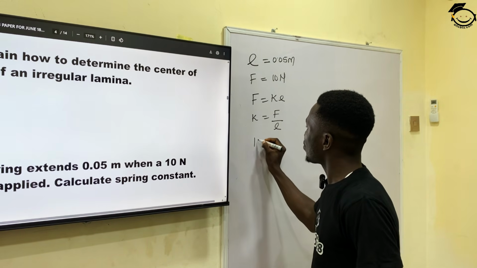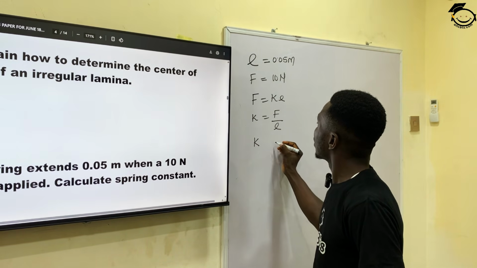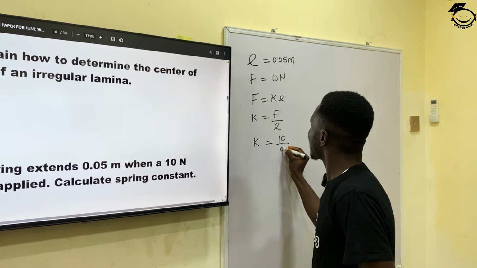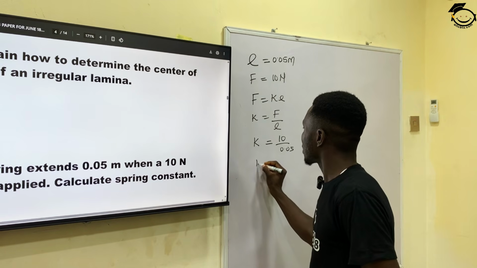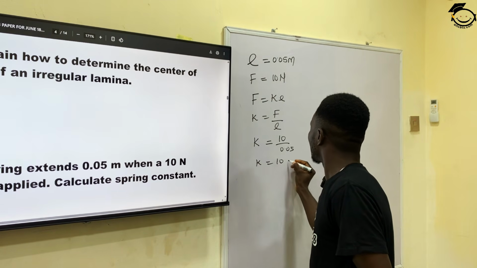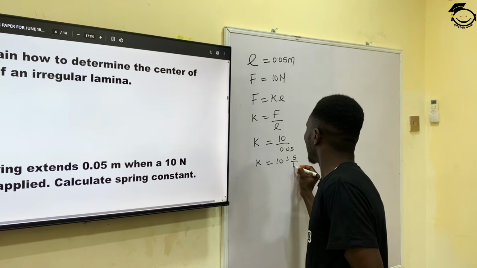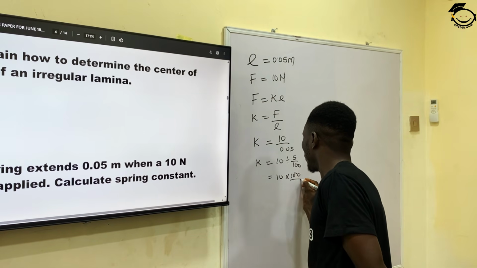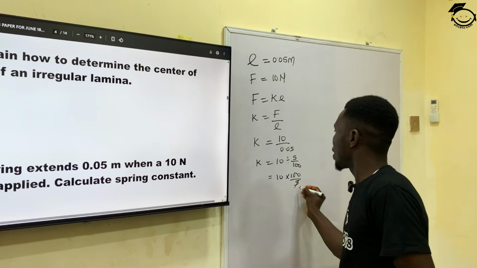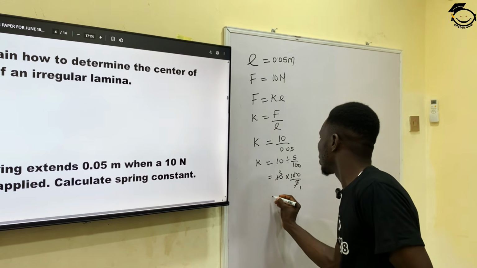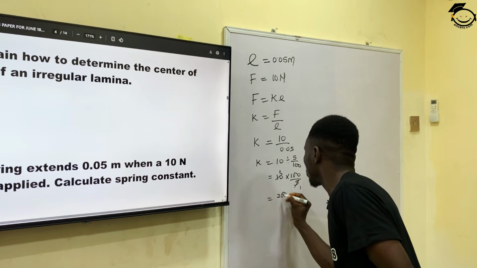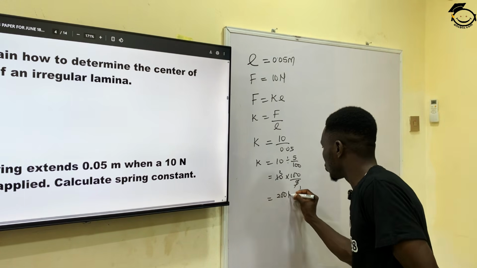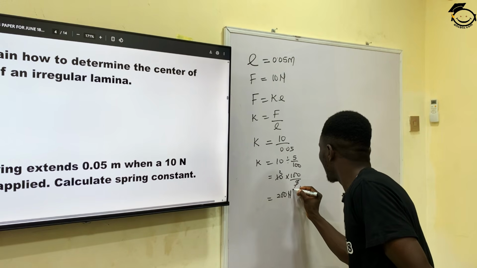So it means that my constant K is equal to 10 divided by 0.05, which is the same as saying that K is equal to 10 divided by 5 over 100, which means that I have 10 times 100 over 5. 5 here 1, 5 here 2, it means that I have 200 as my force constant in Newton per meter.